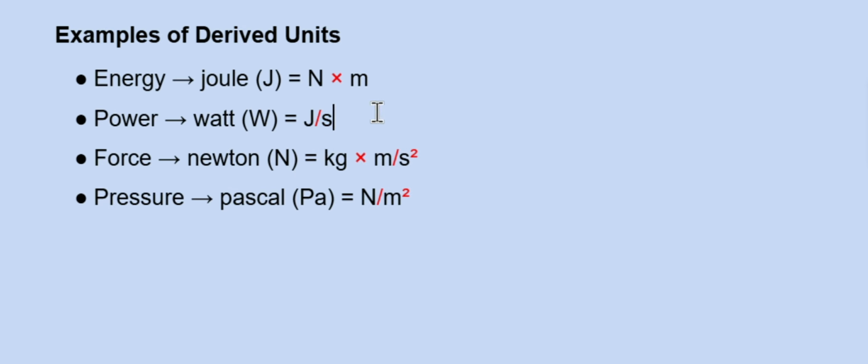Okay, so the takeaway from here is a derived unit is when you combine other units with some kind of maths like multiplying or dividing to derive the actual derived units. So in this case, it's joules for energy or watts for power.